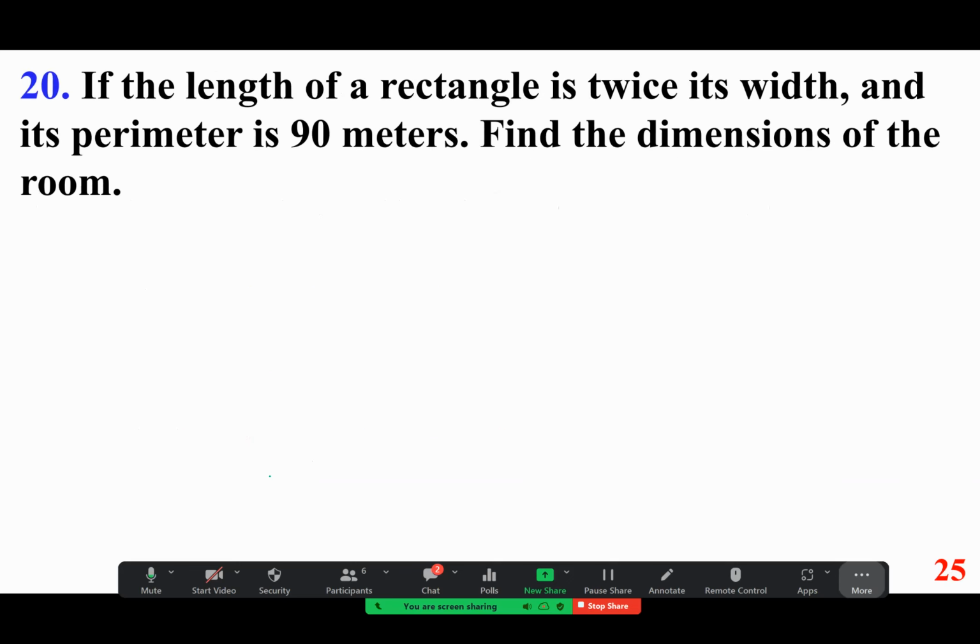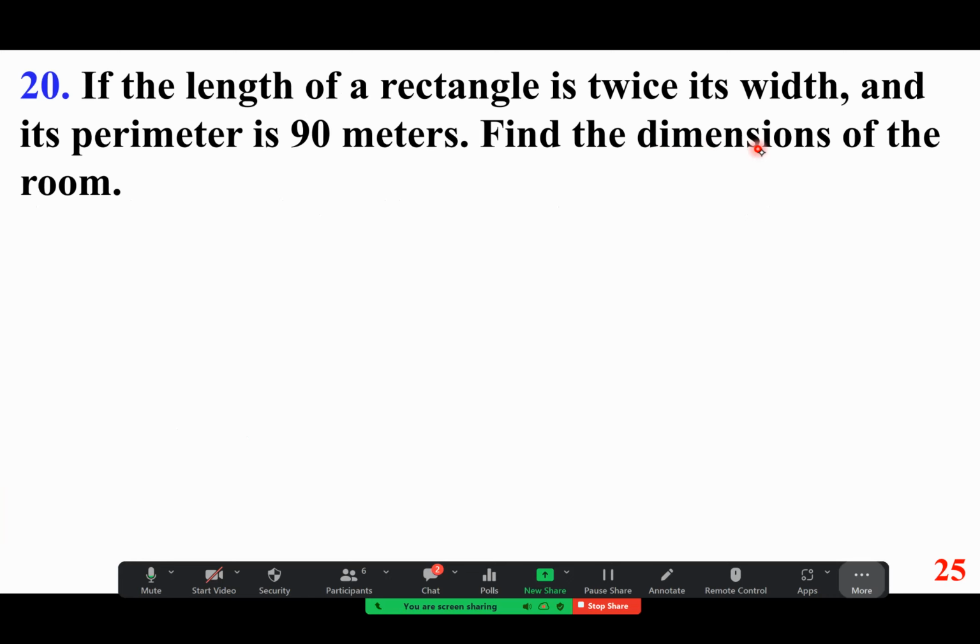Here's the last question. Could somebody read this one, please? If the length of a rectangle is twice its width and its perimeter is 90 meters, we want to find the dimensions of the room. Okay. We want to find the dimensions of the room.